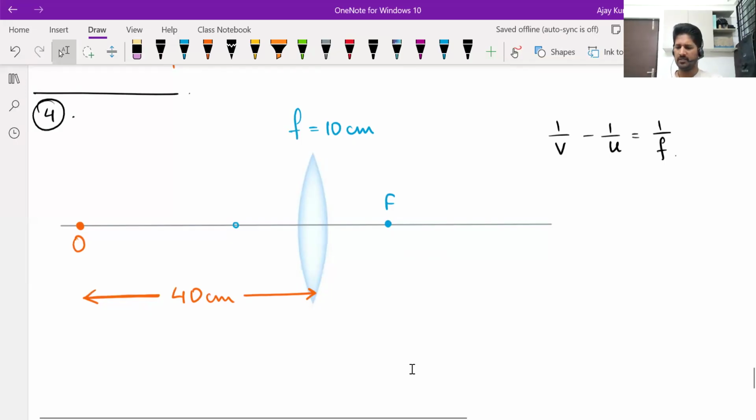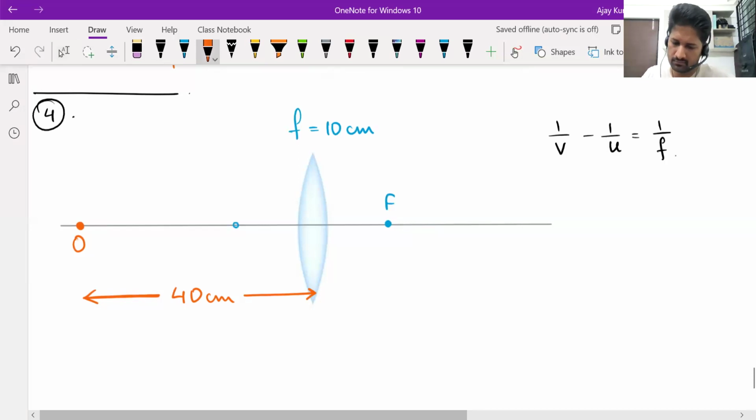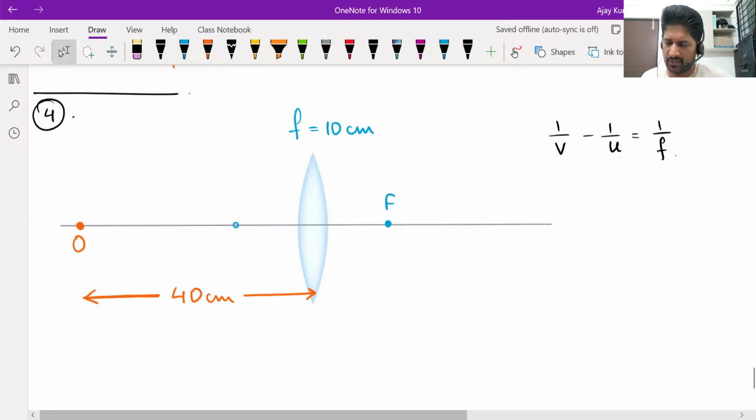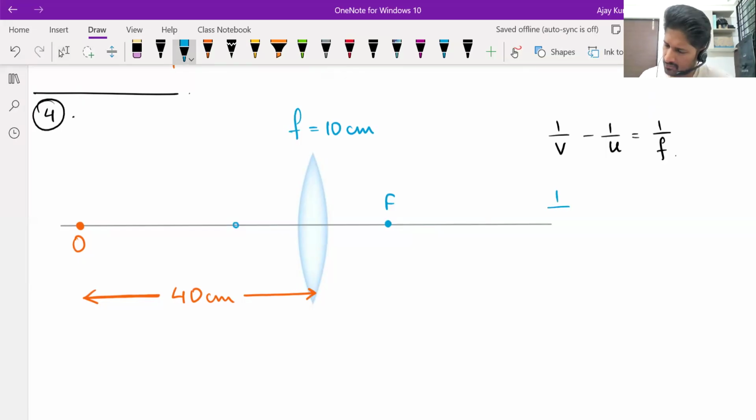Rishi, how much are you getting V as? Sir, 40 by 5, 8. 40 by 5, 40 by 8, 5 basically, you got. Where did 5 come from? Okay, let's see. Tell me what you substituted. 1 by V minus, how much is U? Sir, 40.